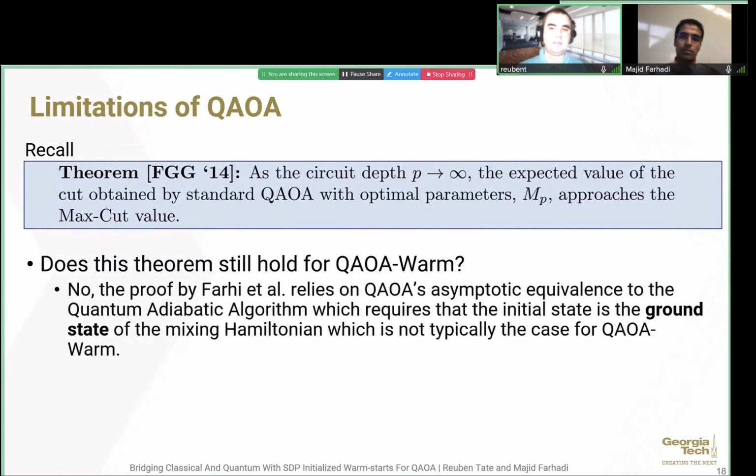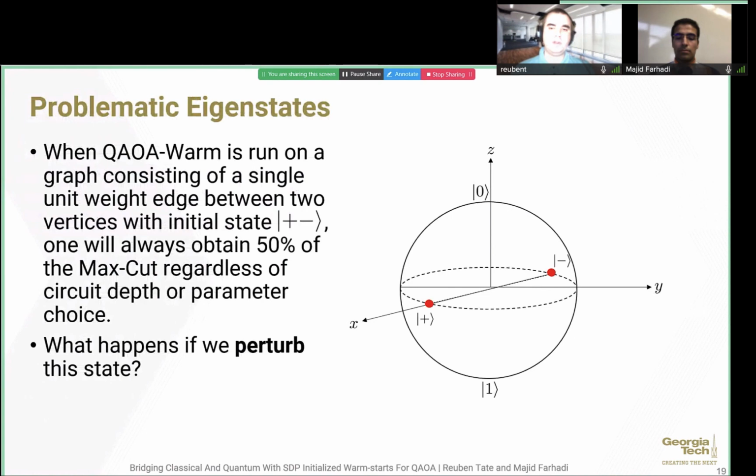Recall that as the circuit depth increases, standard QAOA is able to achieve the max cut in the limit. Does this theorem still hold for QAOA-Warm? Unfortunately, the answer is no. The proof by Farhi et al. relies on QAOA's asymptotic equivalence to the quantum adiabatic algorithm, which requires that the initial state is the ground state of the mixing Hamiltonian, which is typically not the case for QAOA-Warm. Even though we find an improvement for low-depth circuits, we find that certain initializations of QAOA-Warm can get stuck and not improve the quality of the max cut.